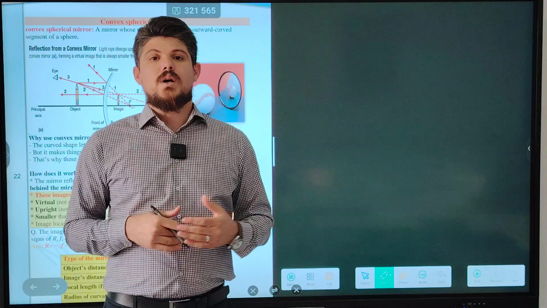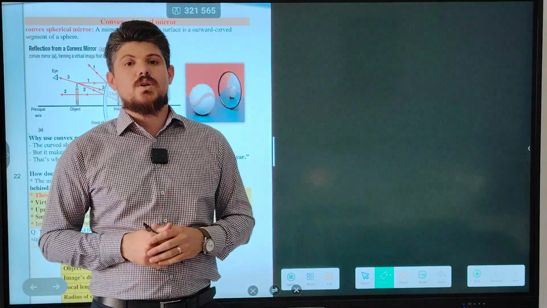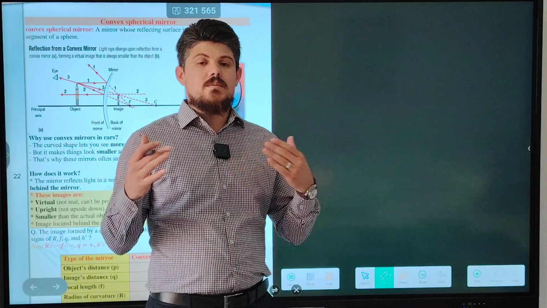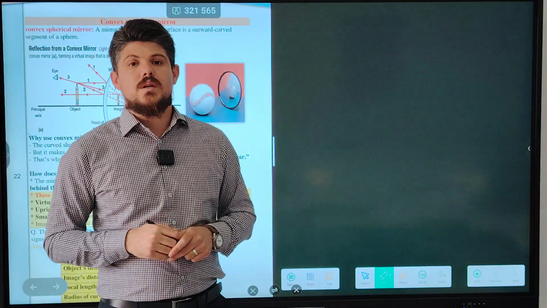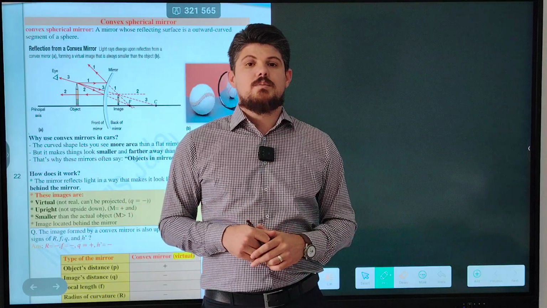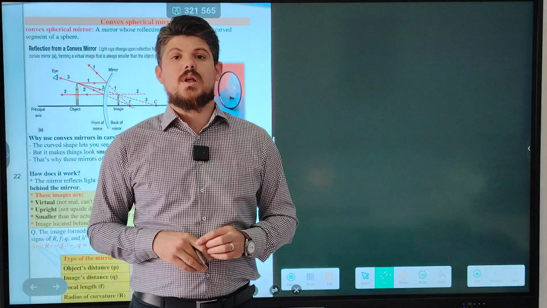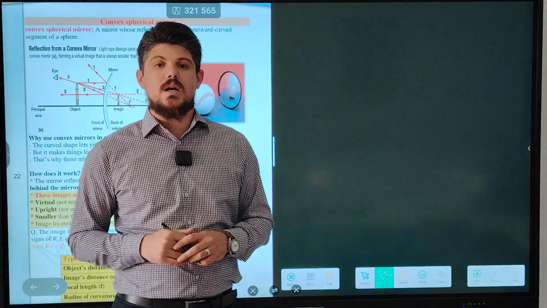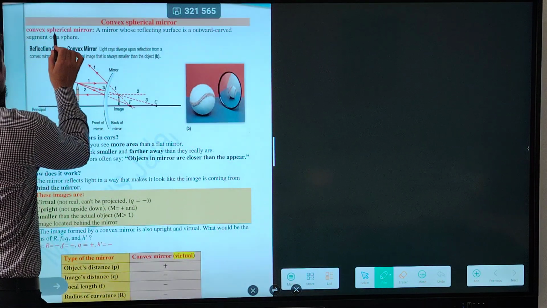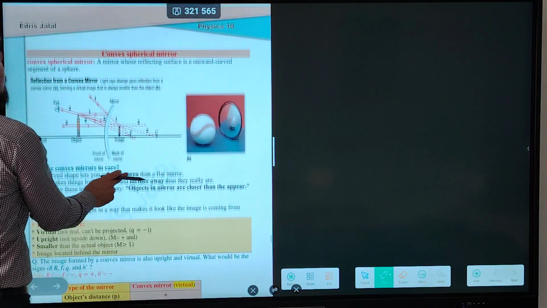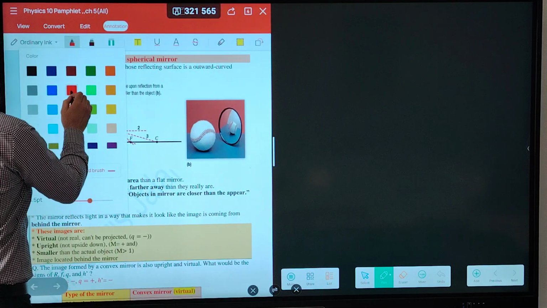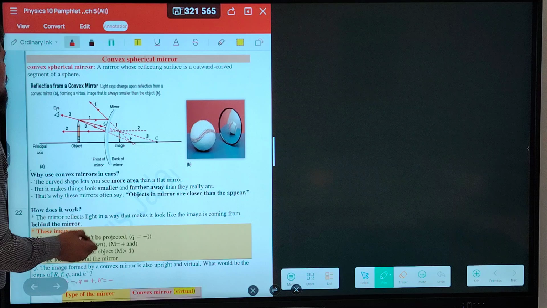If you remember, we had 6 configurations of the concave mirror. Sometimes the image is virtual and sometimes it is a real image. For the real image, the image is always inverted. But for a virtual image in a concave mirror, the image is always upright and magnified. Today's lesson, we're going to talk about the second type of spherical mirror, which is the convex spherical mirror.